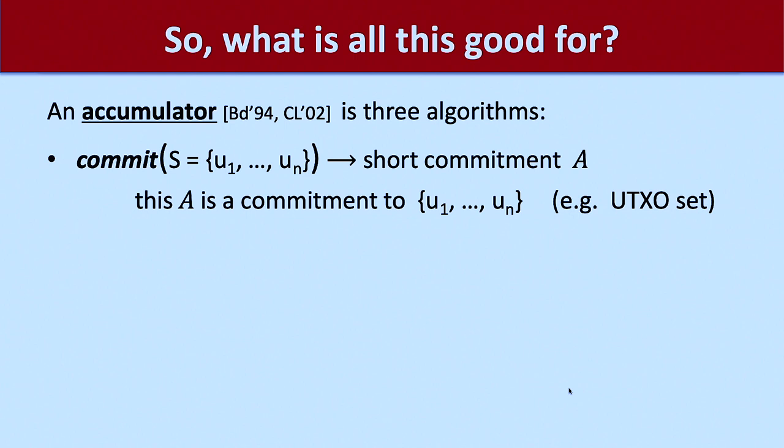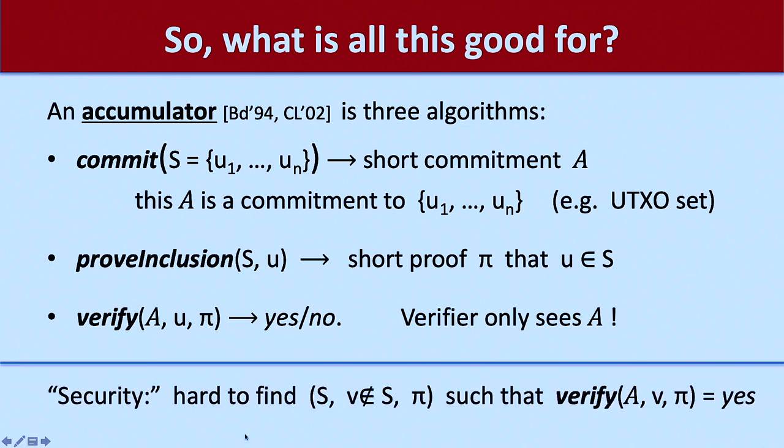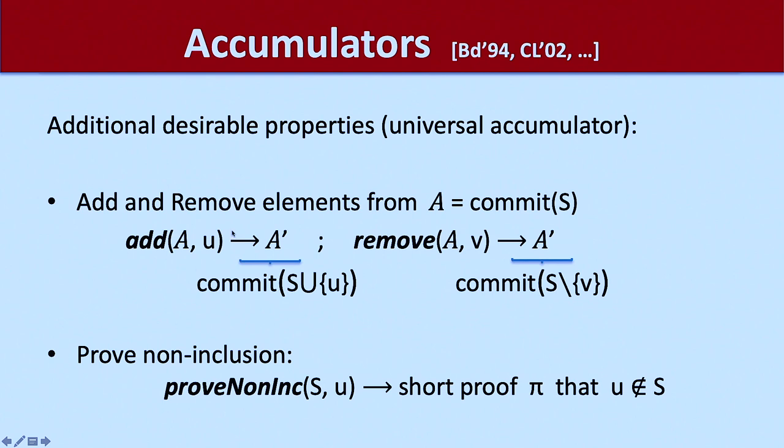So what is an accumulator? First of all, let me quickly remind everybody so we're all on the same page. It's just a way to commit to a set. I can commit to a set of elements U1 to UN, and we'll call the commitment A, for accumulator. Then there's an easy proof of inclusion: given an element U in the set S, there's a short proof that proves that U is in the set S. So the accumulator is short, and the proof is short. There's an easy way, of course, to verify if the proof is valid or not. This should look familiar: Merkle trees are an example of an accumulator, with a very short proof for a short commitment to a set. I'm going to skip over the security requirements.